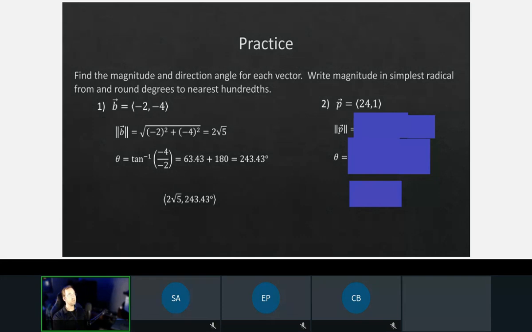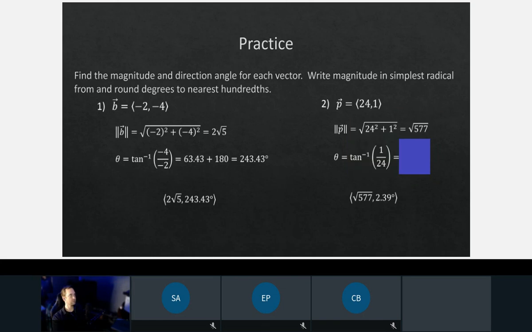Rad 577, 2.39 degrees. Sarah says the same thing. Okay, we got the same thing. I'm just going to tab out to my answers and see. Oh yeah, I agree with you. Same thing. Nice job. Rad 577. So there's the work. Nicely done.